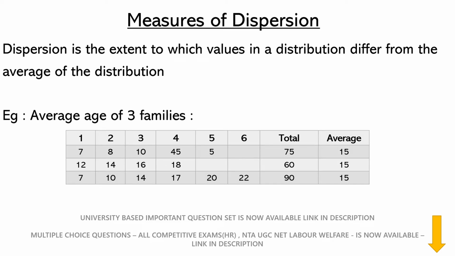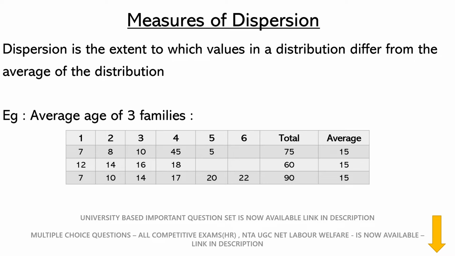So first, measures of dispersion. I'll explain this with the help of the example given here. Let's say three friends are discussing the average age of their families. The first one says that the average age in my family is 15. The second person also says that the average age in my family is 15. And even the third person says the average age in my family is also 15.